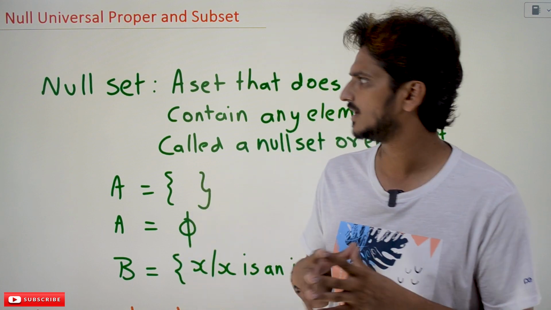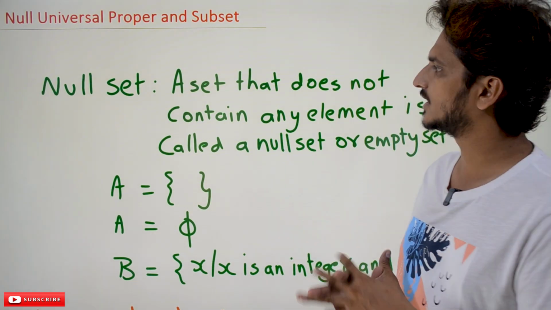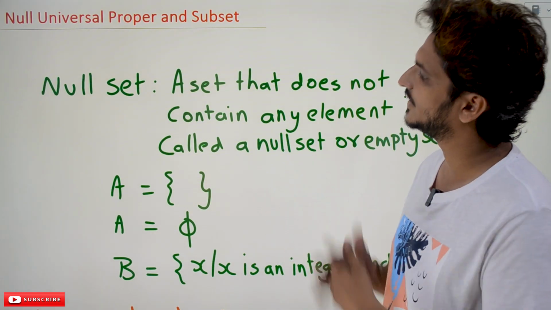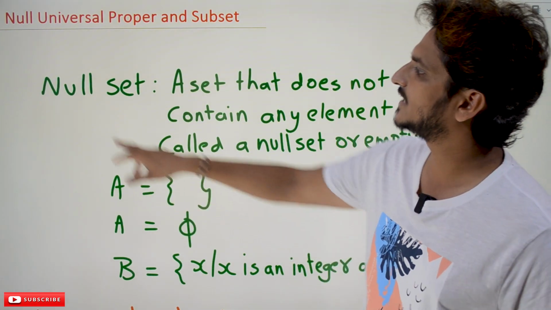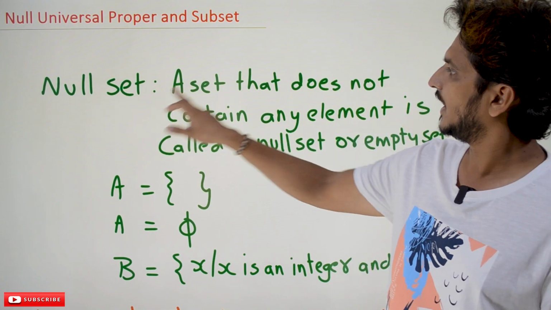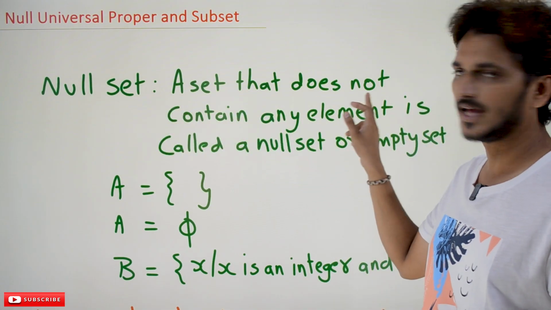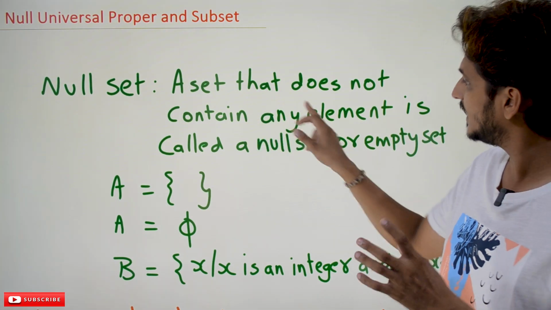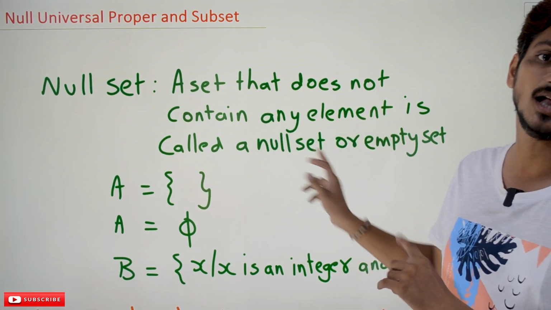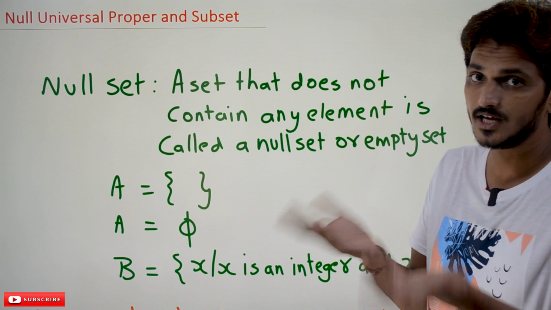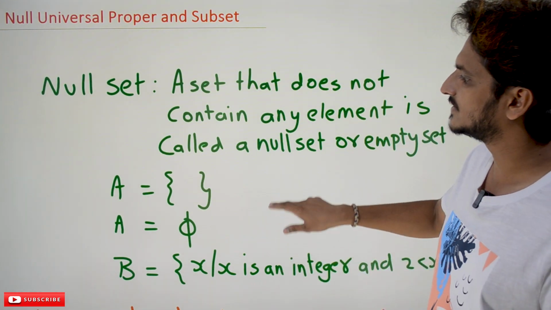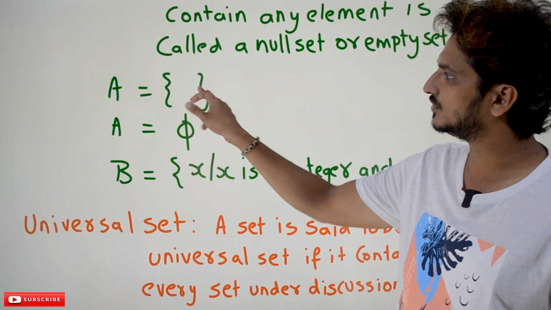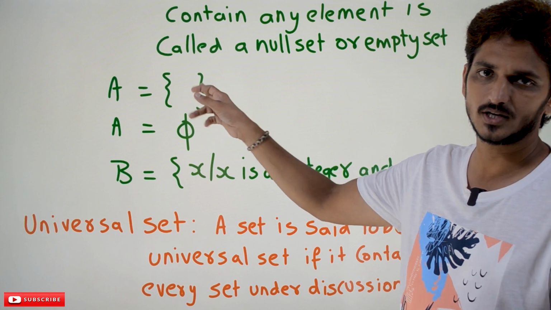Coming to today's class, this is a very simple class to understand. We will discuss different definitions. What do we call a null set? A set that does not contain any element is called a null set. If that set does not contain any of the elements, then we call it a null set. A is equal to, this set contains no elements. We call it a null set.